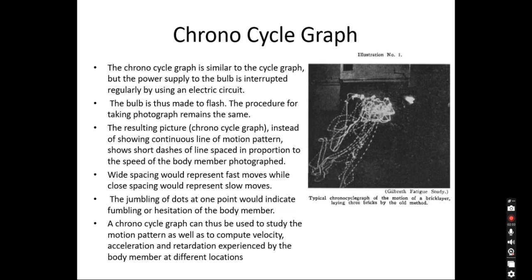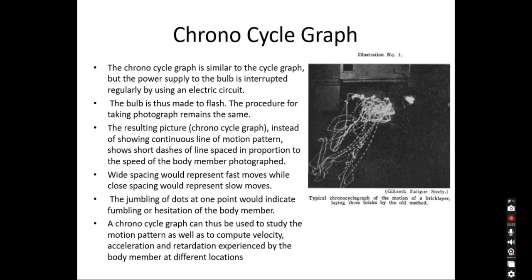After cycle graph, another type is chronocycle graph. The chronocycle graph is similar to the cycle graph, but the power supply to the bulb is interrupted regularly by using an electric circuit. The bulb is thus made to flash. The procedure for taking the photograph remains the same.